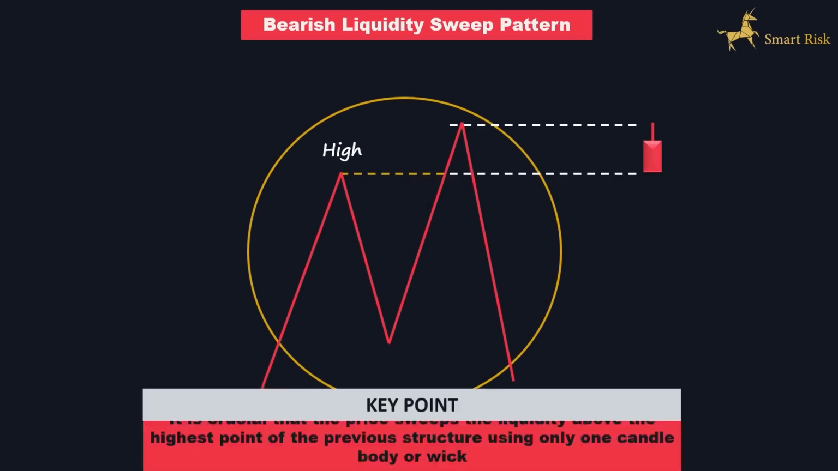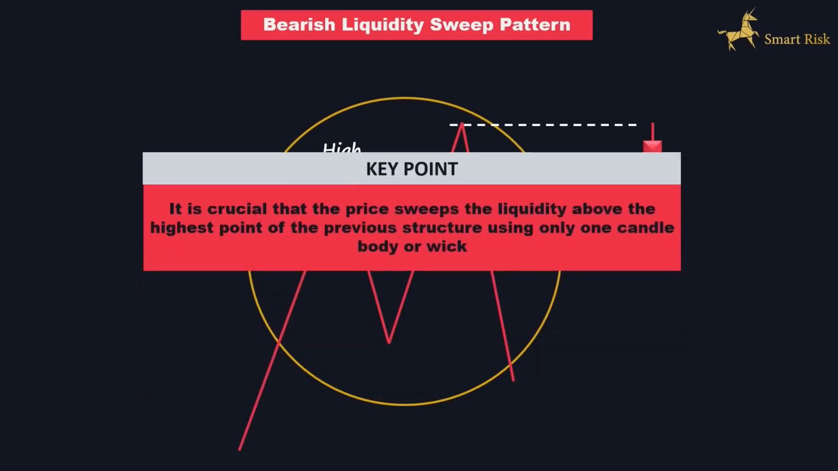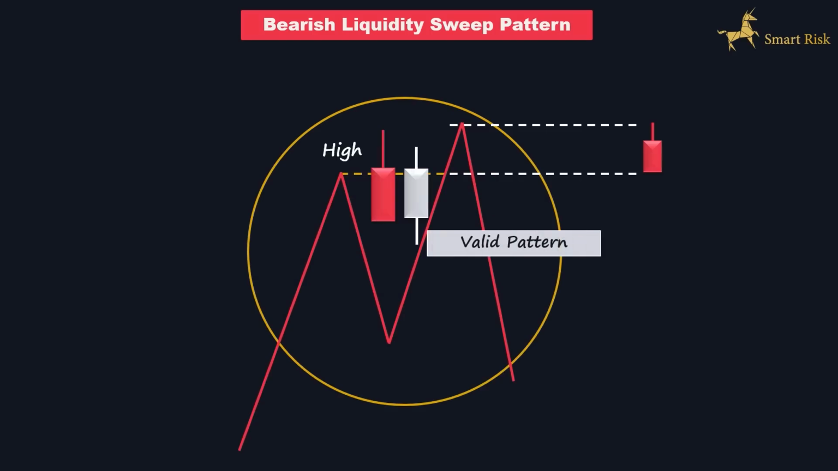It is crucial that the price sweeps the liquidity above the highest point of the previous structure using only one candle body or wick. Additionally, the subsequent candle's body or wick should not exceed or close higher than the first candle's body or wick. We want to see an immediate reversal in price direction, with the price returning to the range below the high after the liquidity sweep.